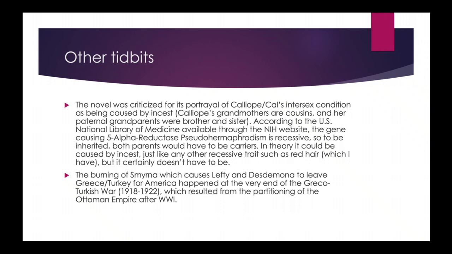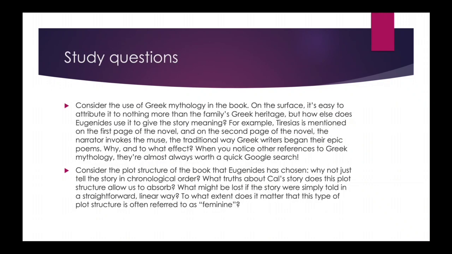So there's the Greco-Turkish War, which happened between 1918 and 1922. It resulted from the partitioning of the Ottoman Empire after World War I. So there was this fight basically between what wanted to be Turkey and what was Greece, and they were fighting over some territory. And anyway, there was this big fire and the burning of Smyrna, and then Lefty and Desdemona leave. So a few study questions to consider.